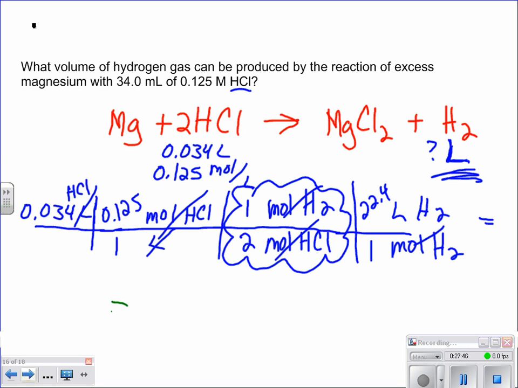We report it to 3 sig figs. And we get 0.04... 0.476. If it were just 4/8, that would only be 2 sig figs. So make sure you get all 3. These are the significant figures. Your zeros are both insignificant. And then that's going to be in liters of hydrogen gas.